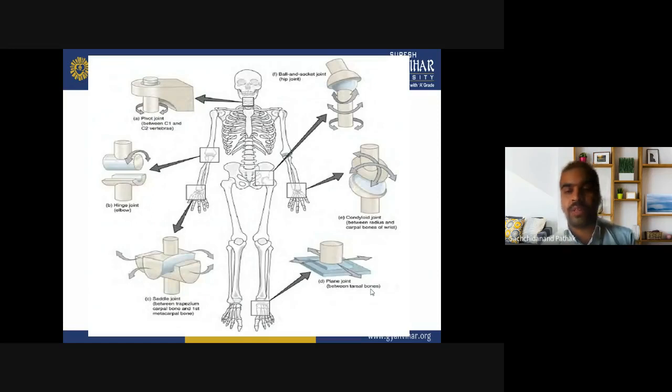You can also see another one, that means condyloid joints. रेडियस एंड द कार्पल्स बोन ऑफ द रिस्ट, जो हमारे रिस्ट की रेडियस और कार्पल्स बोन है उनके बीच में जो जॉइंट्स होते हैं, दैट इज द कॉन्डोलॉइड जॉइंट्स. प्लेन जॉइंट्स दैट इज बिटवीन द टॉर्सल बोन्स में होती हैं. सैडल जॉइंट्स जो ट्रेपेजियम कार्पल्स बोन एंड फर्स्ट मेटाकार्पल्स बोन्स में होती हैं. एंड हिंग जॉइंट, दैट इज जो हमारी एल्बो की जो जॉइंट होती है, हिंग जॉइंट्स होती है. सो वी आर गोना टू एक्सप्लेन द जॉइंट्स.